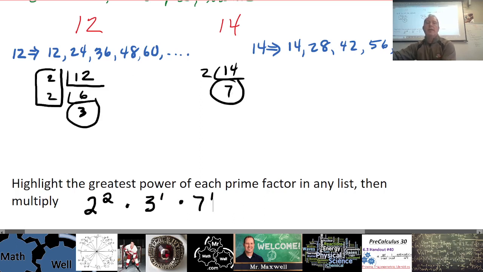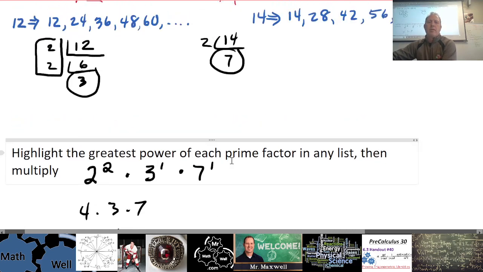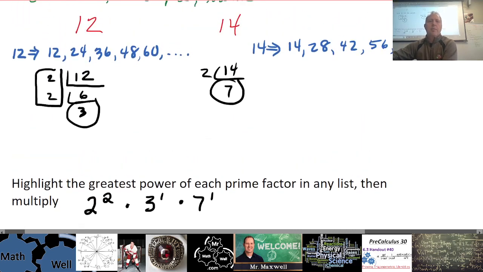So when you highlight the greatest power of each prime factor in the list, and you multiply them, what do you get here? This is 4 times 3 times 7. So what's that? 4 times 21, 84. Okay, so 84. If we would have kept going on our list, I get 72 and then 84. Over here, 84 is the very next one.